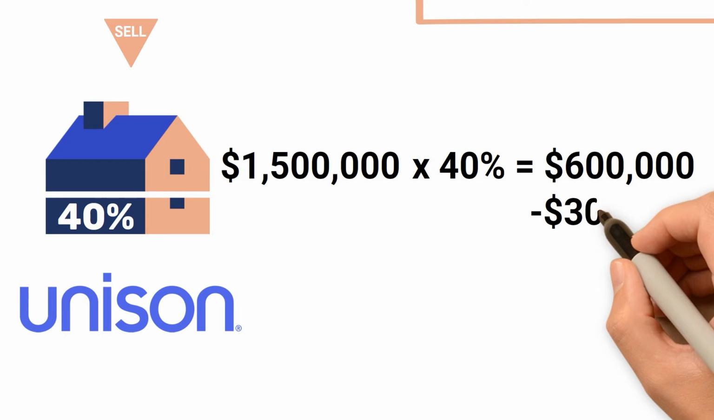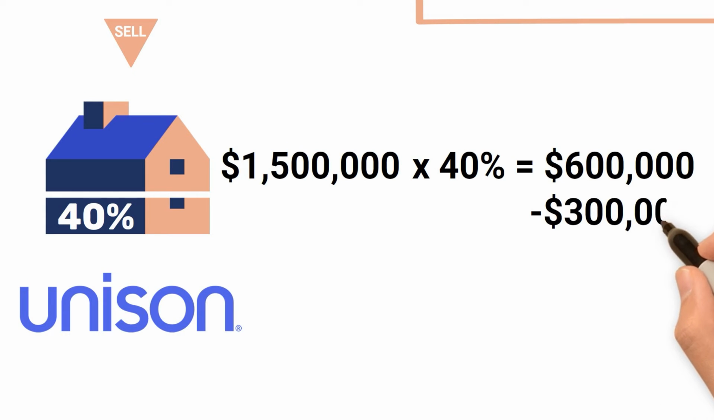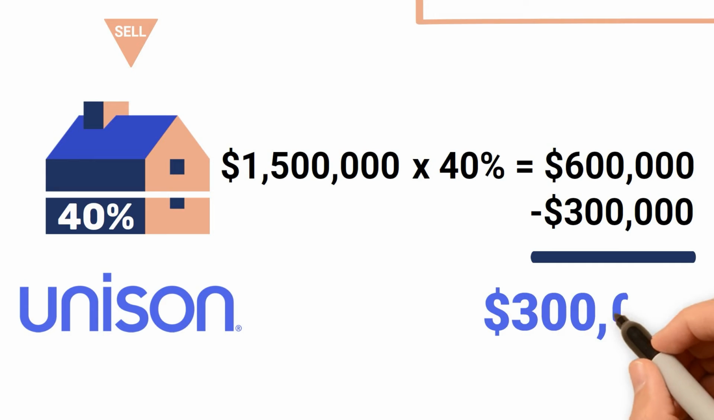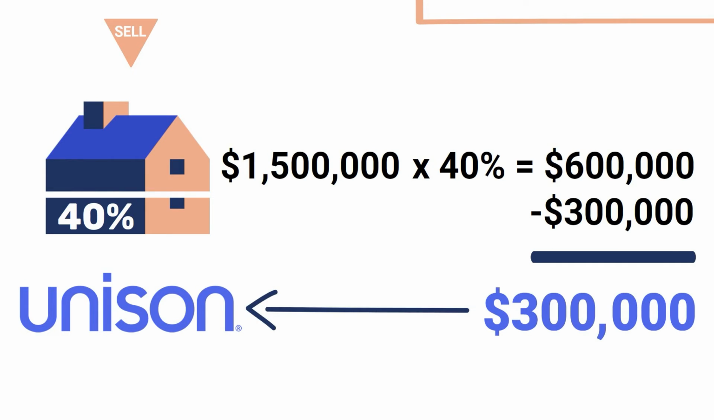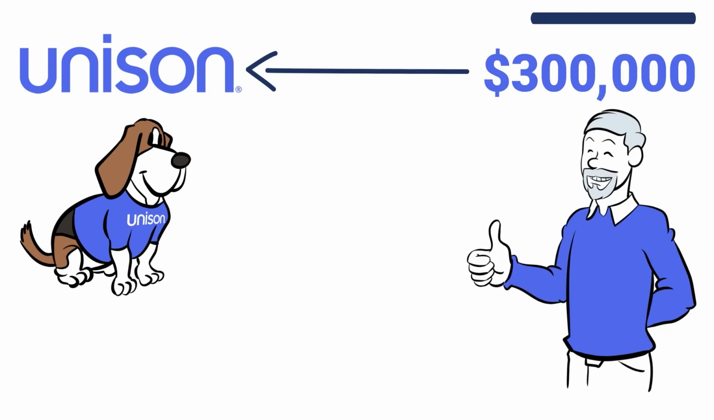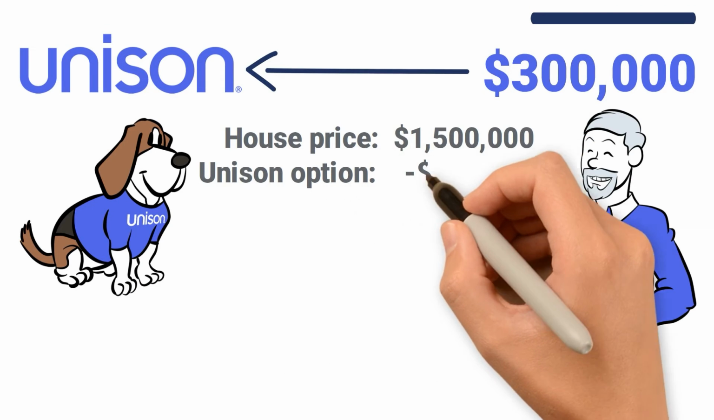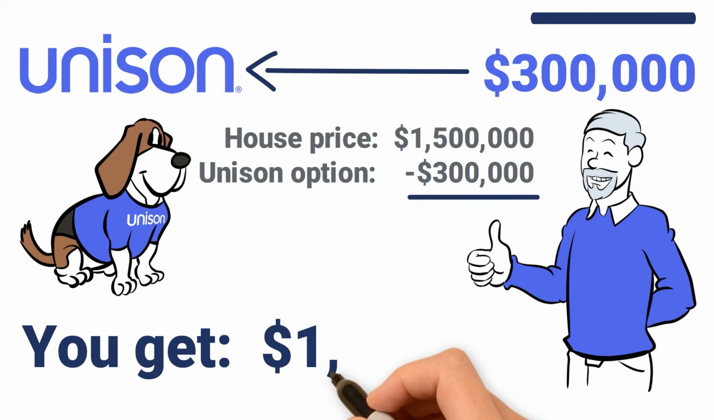So we settle up by deducting the $300,000 we owe you from the $600,000 you owe us. What's left is what Unison gets. The rest of the sales price goes to you, although you may still have obligations like your remaining mortgage to pay off.